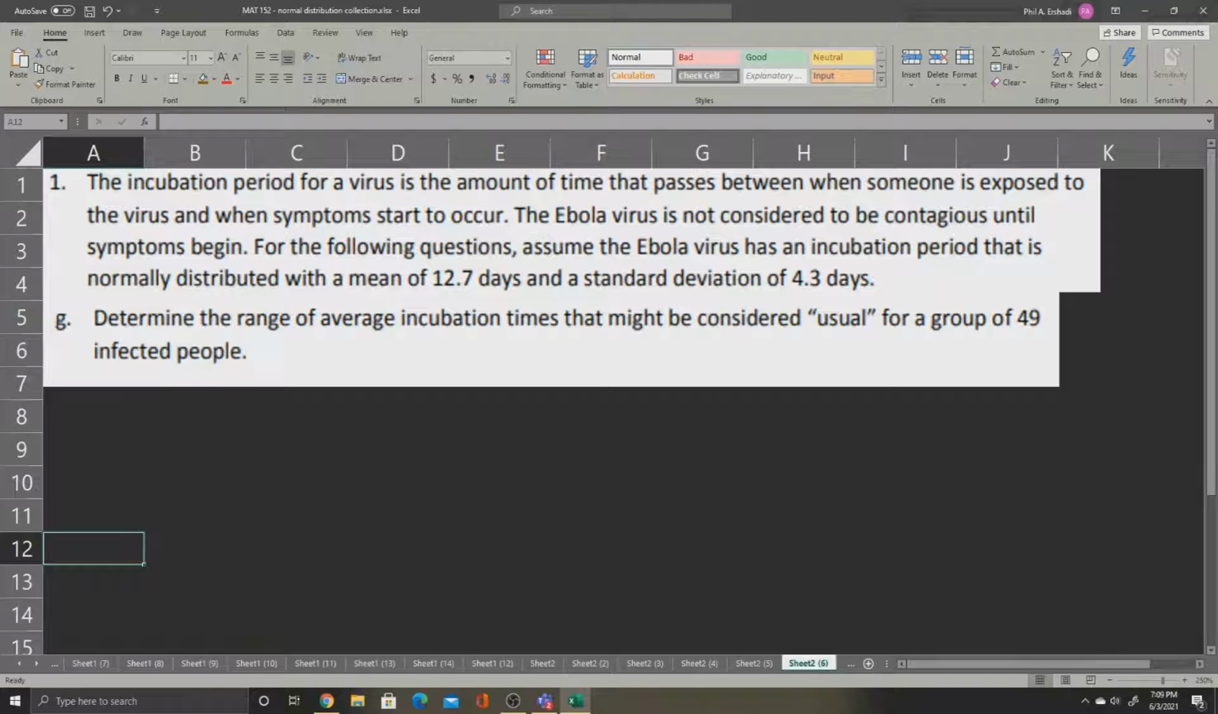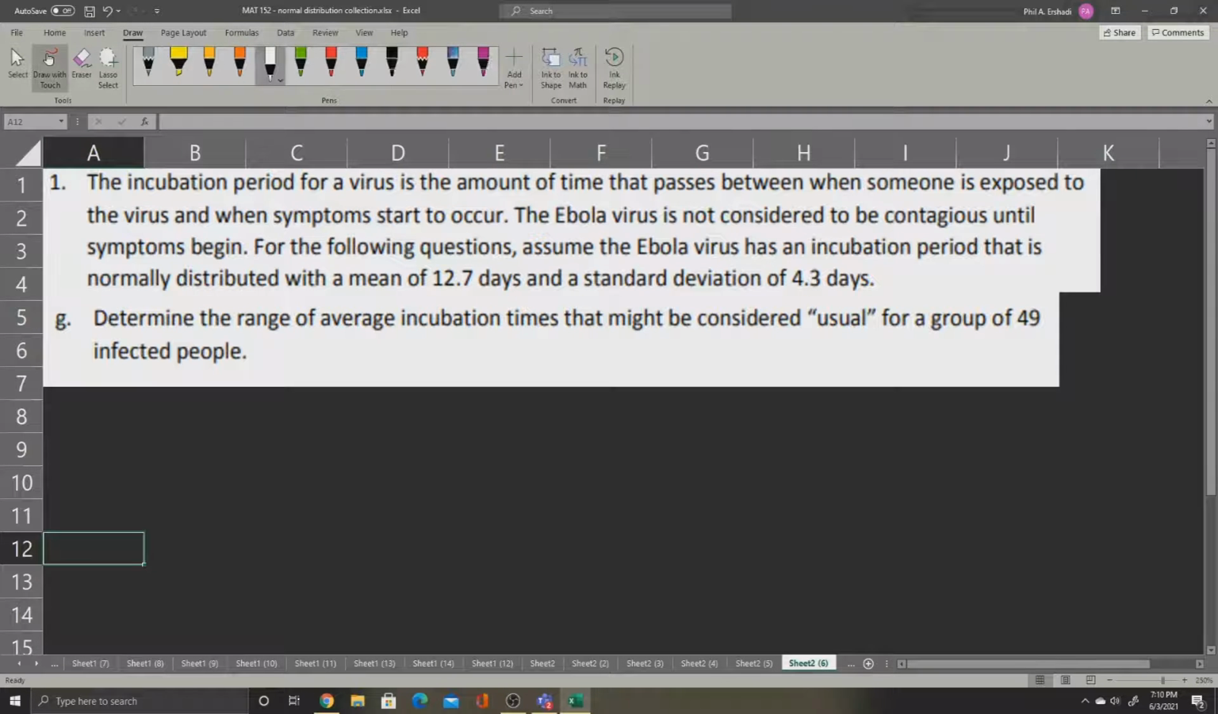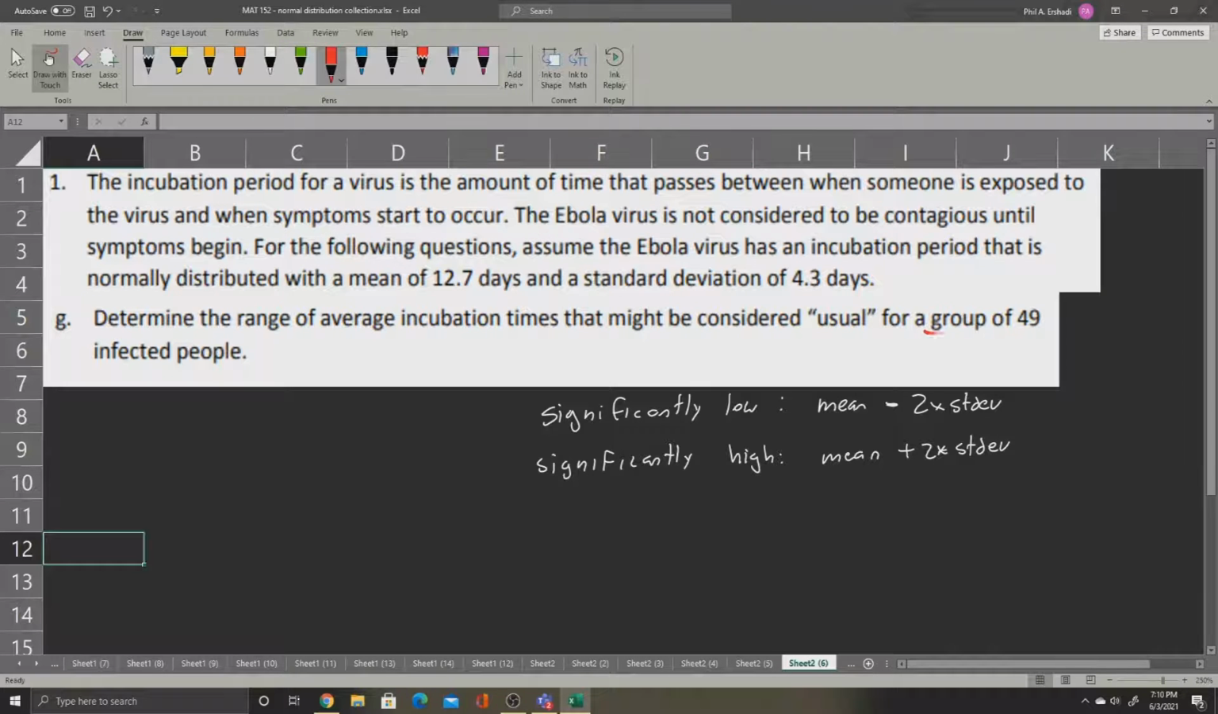Problem G asks, determine the range of average incubation times that might be considered usual for a group of 49 infected people. Now, to find the usual range, we need to find the significantly low values and significantly high values. Ordinarily, our significantly low value would be the mean minus 2 times the standard deviation, and the significantly high would be the mean plus 2 times the standard deviation. However, we are not looking at individuals. We are looking at a group of 49 infected people.